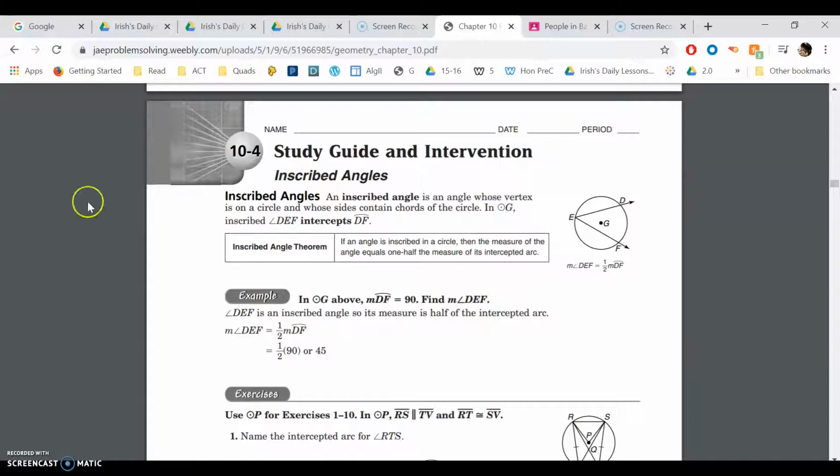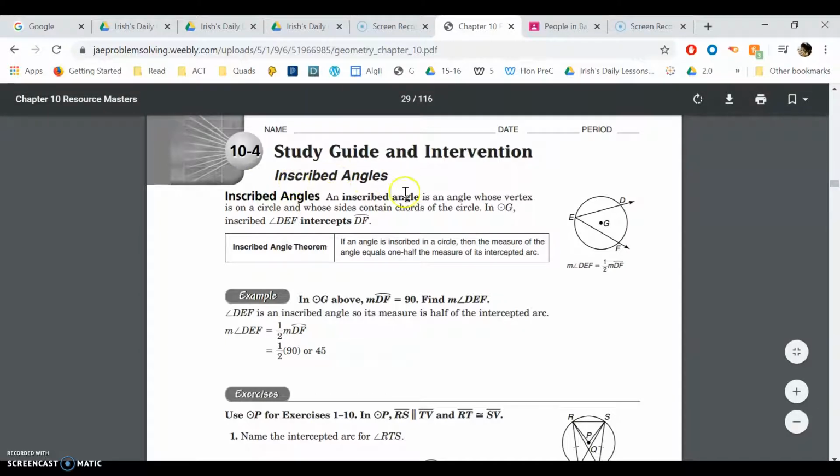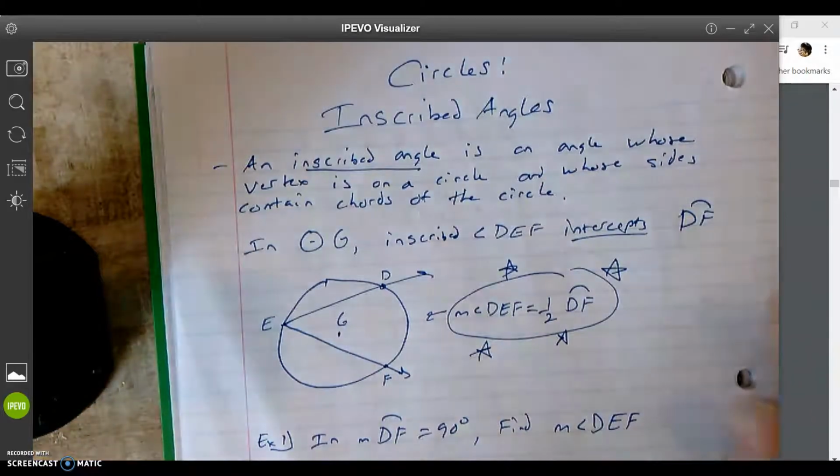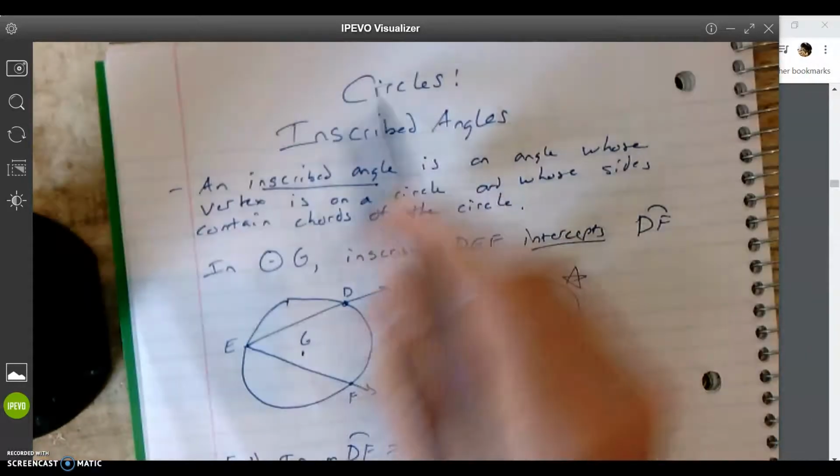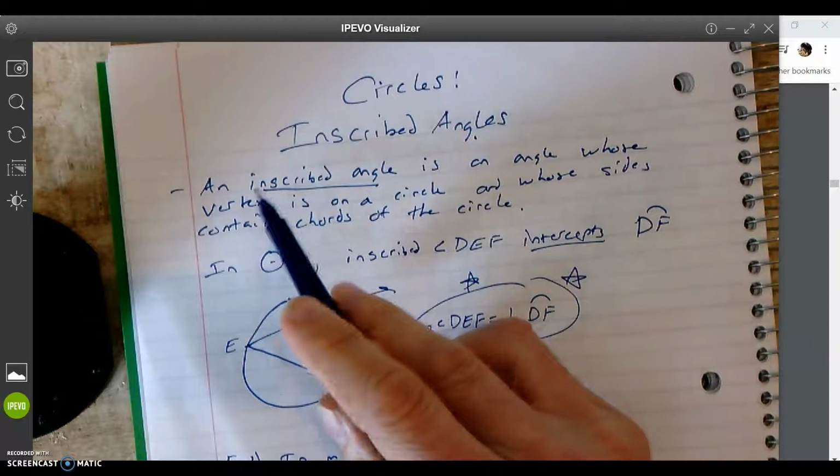So today we are dealing with inscribed angles. So this is what we got. This first part right here, I want you to copy this down in your notes. Pause the video. All this is important information. Okay, so here's Mr. Irish's title, Circle Inscribed Angles. So what is an inscribed angle?